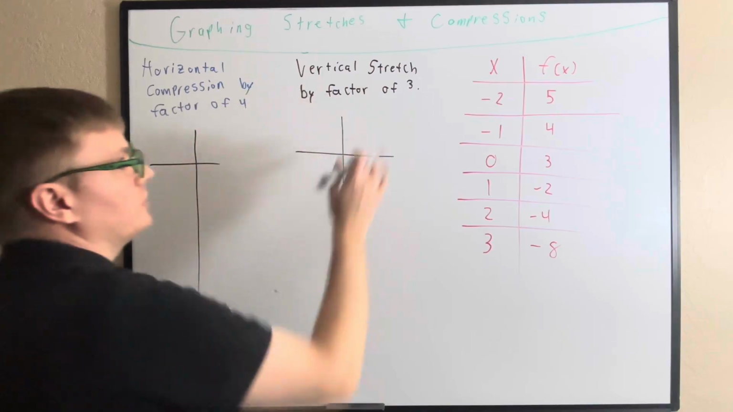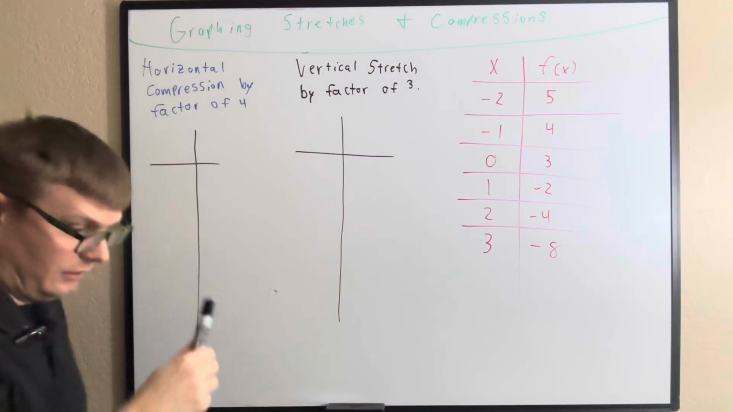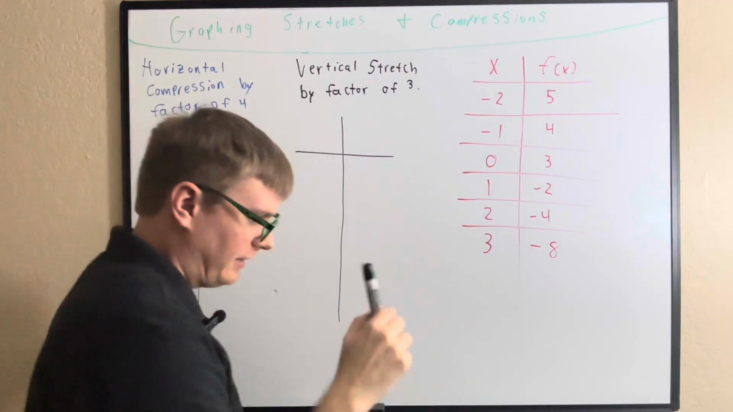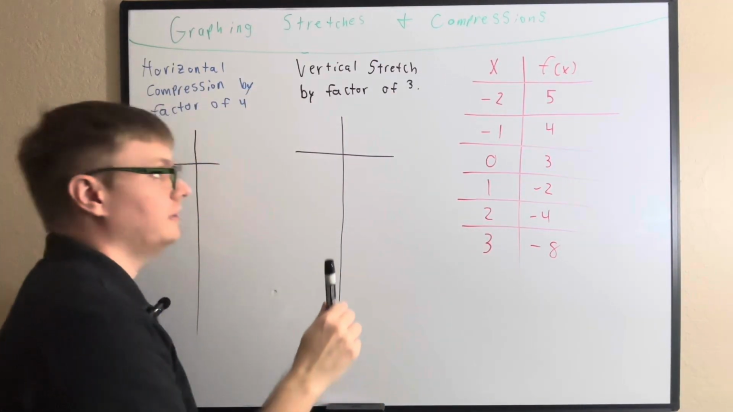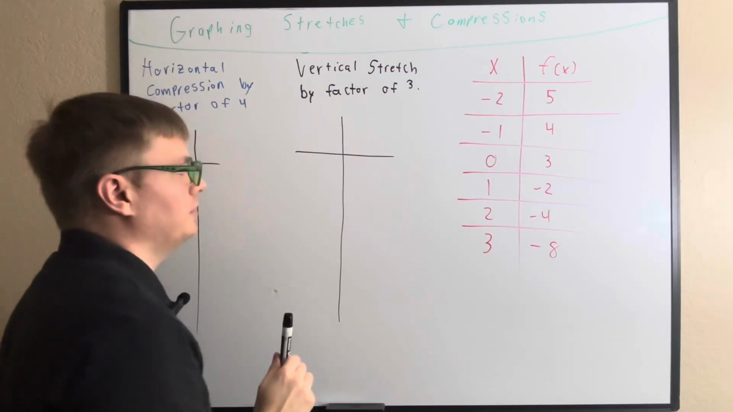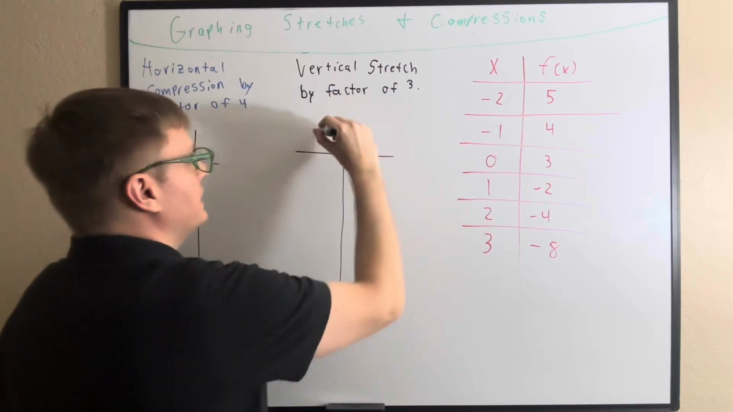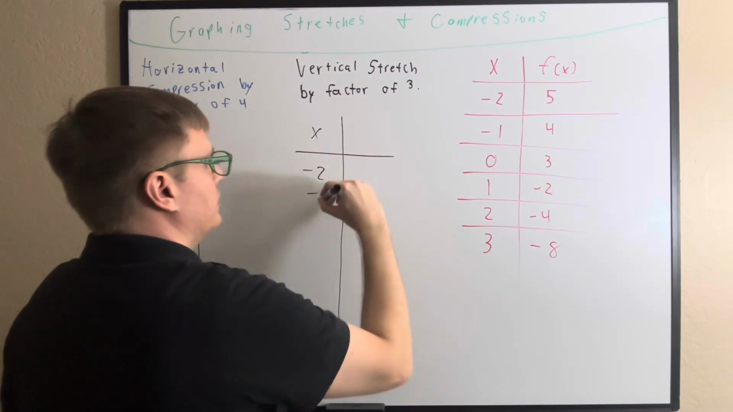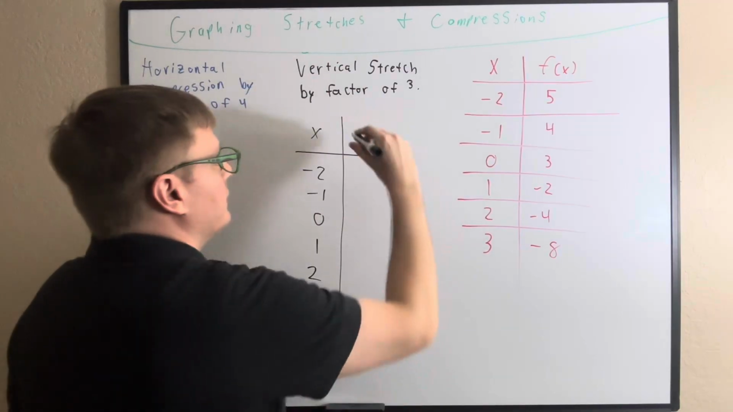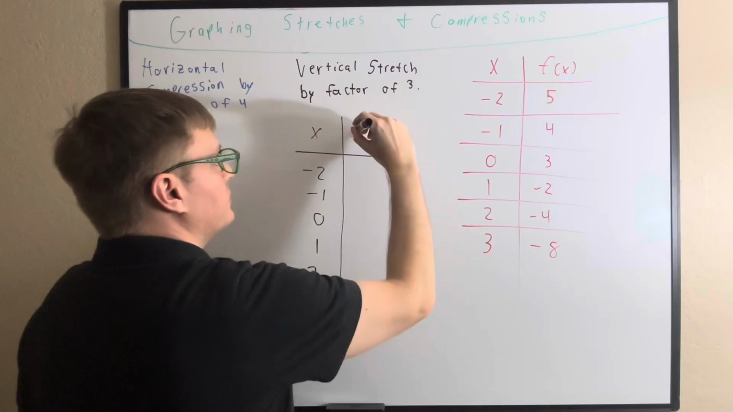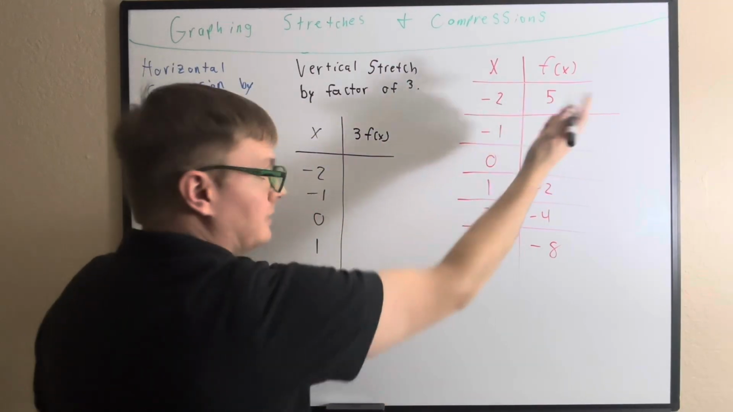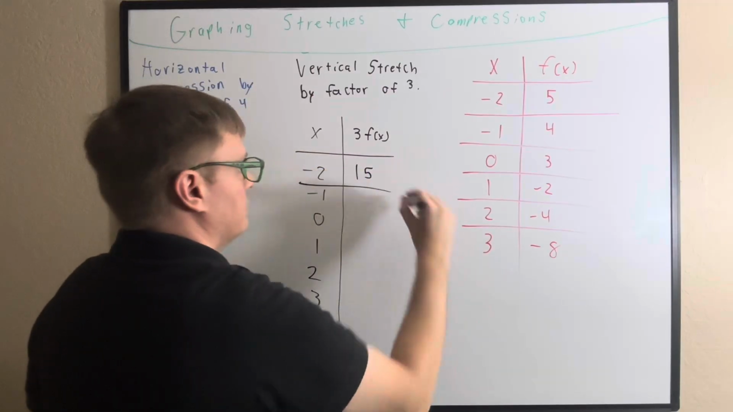Okay, so let's work on the vertical stretch first. What does that mean to vertically stretch it? We multiply the output by the factor, right? Multiply the output by the factor. So input stays the same. -2, -1, 0, 1, 2, 3, right? The output is multiplied by the factor that they gave us, which is 3. So 3 f of x is what? 5 times 3? 15. That was easy.